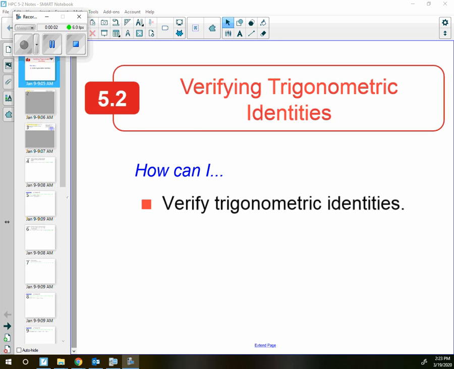Okie dokie. So we're on to section 5-2, which is verifying trig identities. Our big essential question now is how can I verify trigonometric identities? Verify means to show that it's true, or to prove. What we're starting to march forward towards is that idea of solving trigonometric equations, in other words, equations that have trig functions in them. If we can verify and show that sides are equal, that's one step closer to that.